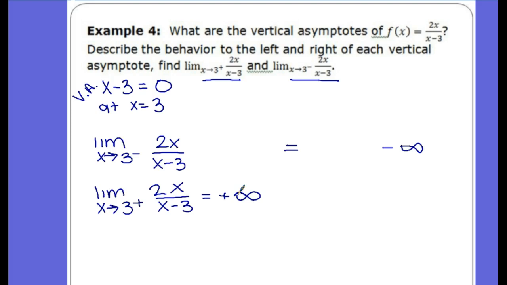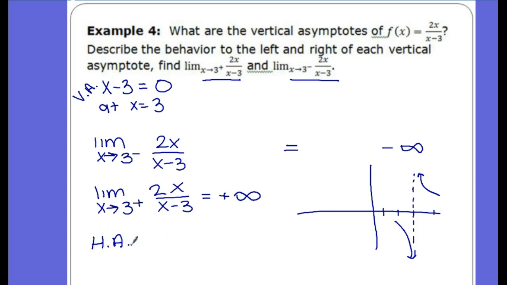So the behavior to the left and to the right is as such. That means that if I wanted to sketch what is happening, I know that to the left of 3, we're going down to negative infinity, and to the right, we're going to be at positive infinity. I don't know what's happening in between. These could be overlapping. They could be doing anything. I do know, though, think about it again, if I asked you, what is the horizontal asymptote?